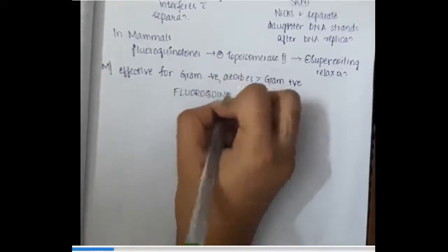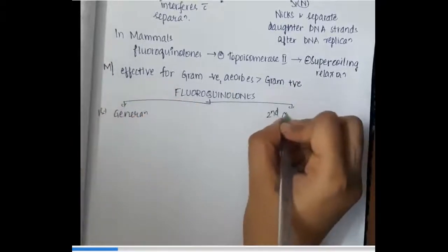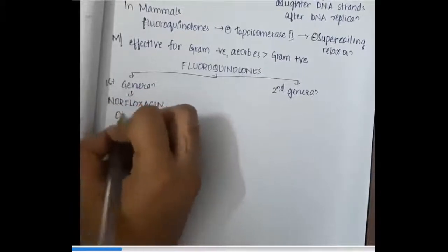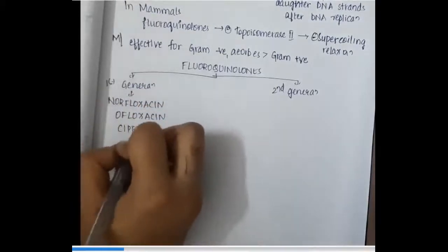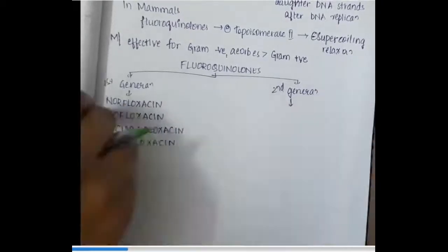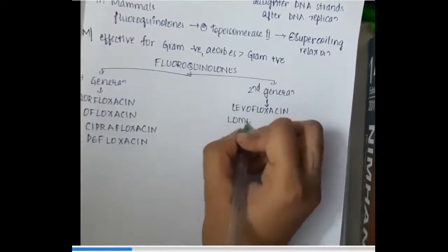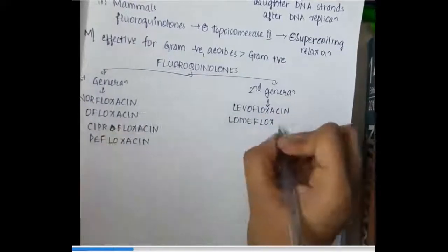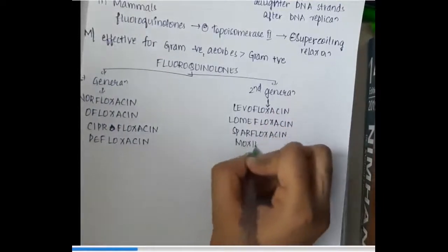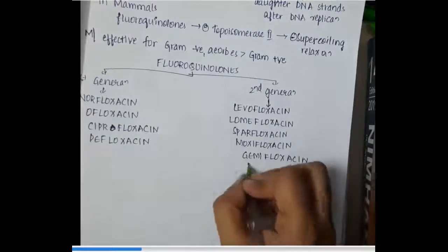These fluoroquinolones are of two generations. We have first generation fluoroquinolones and second generation fluoroquinolones. First generation fluoroquinolones include norfloxacin, ofloxacin, ciprofloxacin, pefloxacin. Second generation fluoroquinolones include levofloxacin, lomefloxacin, sparfloxacin, moxifloxacin, gemifloxacin, and prulifloxacin.